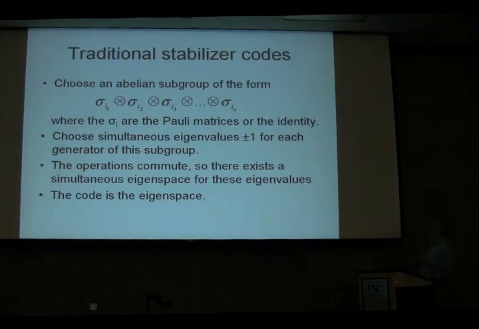So let's go to this review of stabilizer codes. The traditional way of doing quantum error correcting codes with stabilizer codes is you choose an abelian subgroup of the tensor products of Pauli matrices, where the sigma I's are the Pauli matrices or the identity. And now I'm going to say something slightly more general than the completely traditional method. You choose simultaneous eigenvalues plus or minus one for each generator of the subgroup, and these operations all commute. So there exists a simultaneous eigenspace for all these eigenvalues, and this eigenspace is your quantum error correcting code.